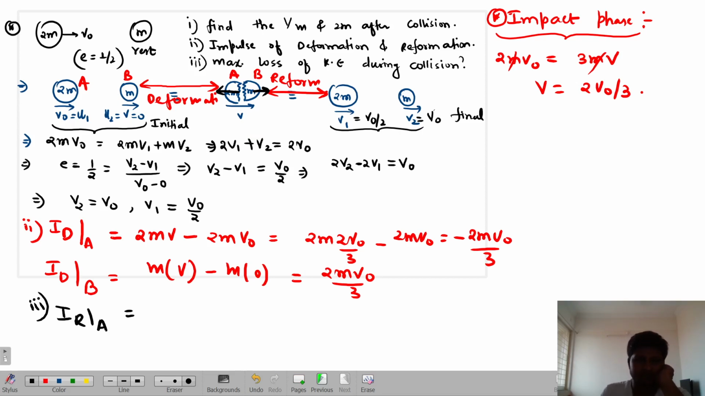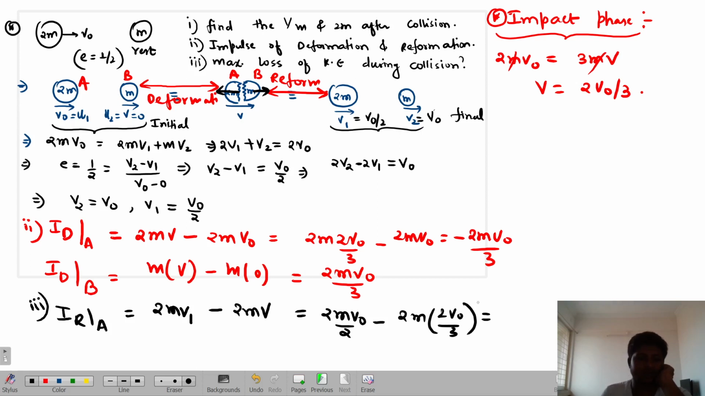let's suppose I calculate it for A, so what will be that? What will be the equation? I am getting twice m of v1 dash, okay v1 is coming, right? Twice m of v1 minus twice m of v. Are you able to get me or not? So how much is that? Twice m v1 is v naught by 2, minus twice m into twice v naught by 3.